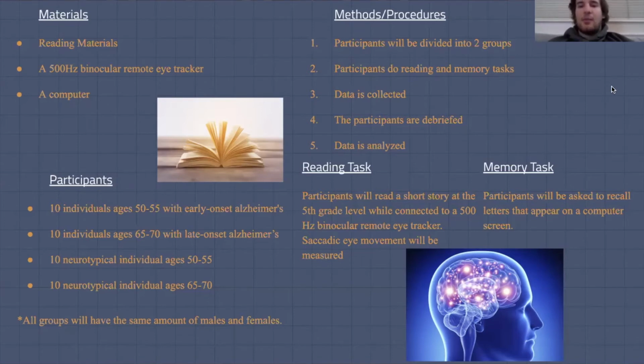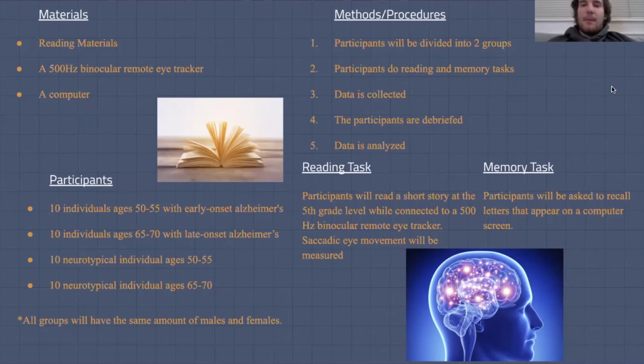And then the tasks themselves, I'll explain a little bit. The reading task, what we will have the participants do is they'll read a short story, as I mentioned, at the 5th grade level. And they'll be reading this while they're connected to the 500 hertz binocular remote eye tracker, and that will track their saccadic eye movements as they're reading that material.